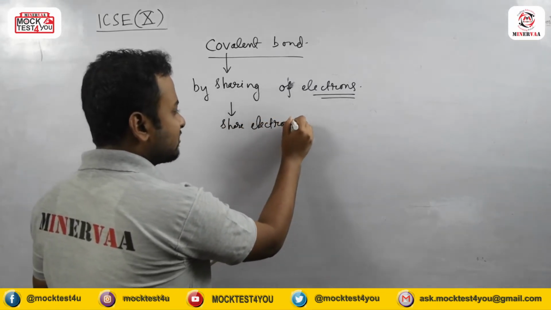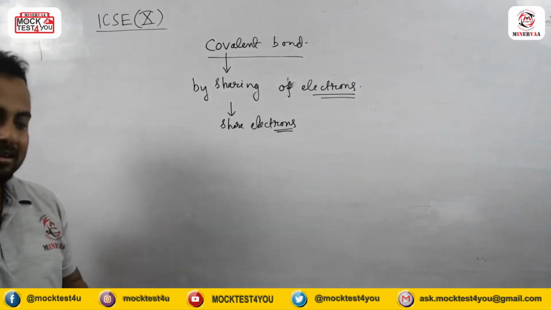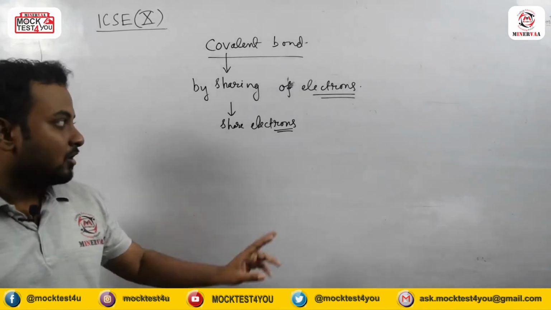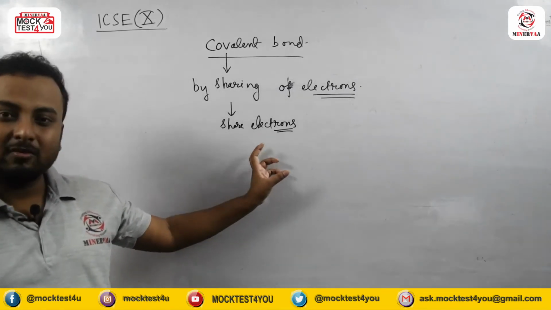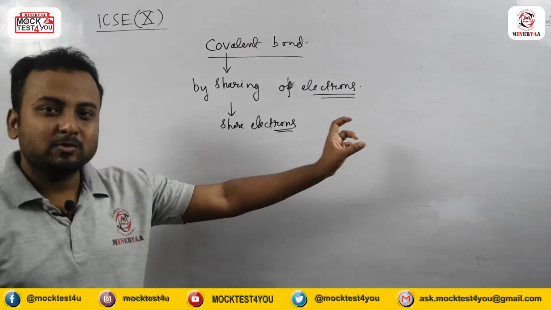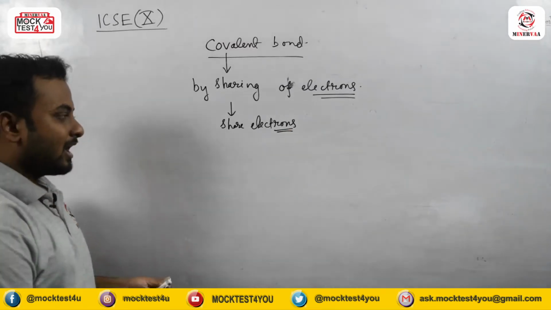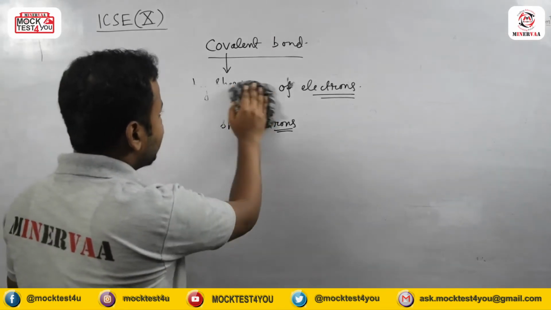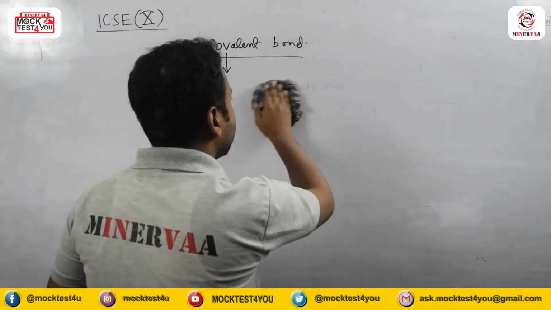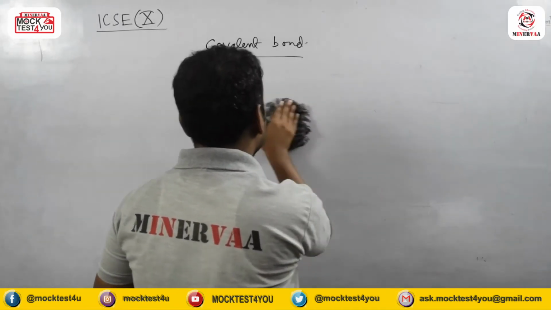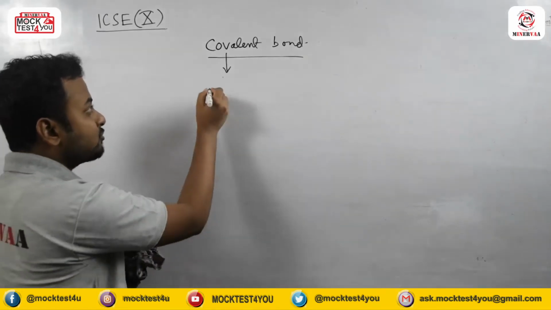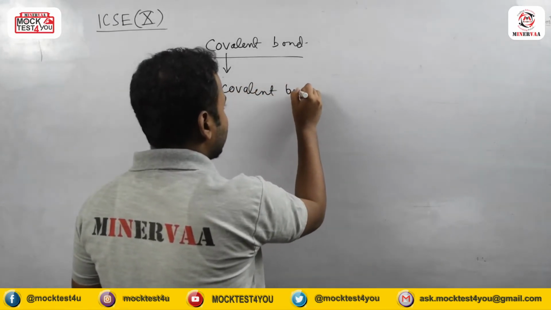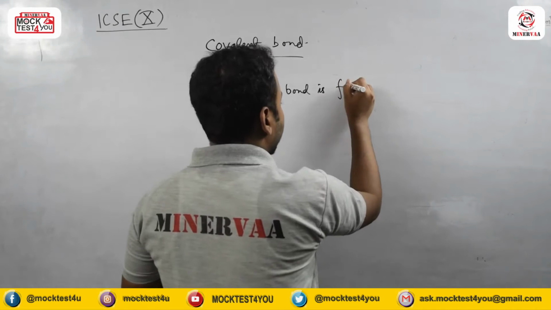Why do they share electrons? We already have studied that bonding takes place due to the attainment of stability. So by the process of sharing of electrons, the atoms will get stabilized, and the covalent bond will be formed. We will see how covalent bonds form between different elements. And one more point, students, covalent bond is formed between non-metals.